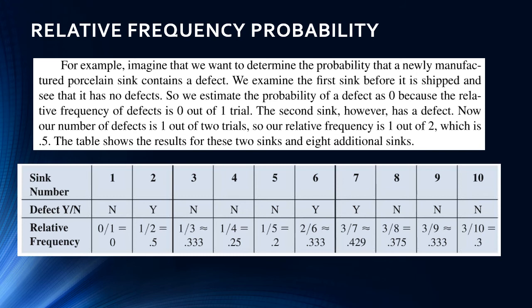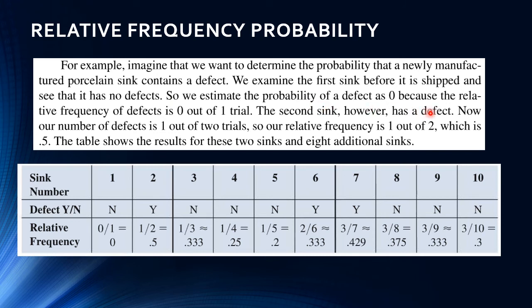So let's look at an example, and I think this will help you clear it up. For example, imagine that we want to determine the probability that a newly manufactured porcelain sink contains a defect. We examine the first sink before it is shipped and see that it has no defects. So we estimate the probability of a defect as 0 because the relative frequency of defects is 0 out of 1 trial, and you can see that here.